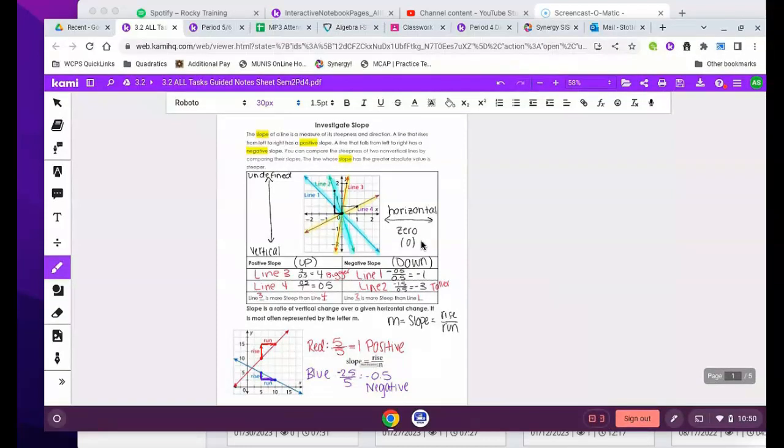So go ahead and pause the video and get caught up on anything that you need to review on page 16. And then as soon as you are finished the notes on page 16, I will go ahead and give you the 4.4 slope practice that goes along with these notes.